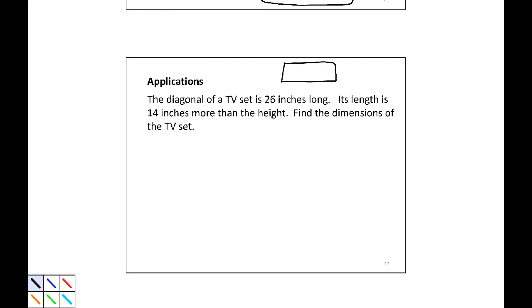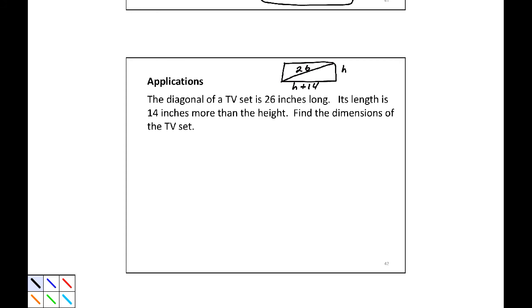Now we're told the diagonal is 26 inches, so I'm going to draw in a diagonal so that I have a triangle as part of this. My diagonal is 26, I'll go ahead and label that 26 inches. Now the length is 14 inches more than the height. So the bottom of my rectangle I'm going to label as h plus 14, because it's 14 inches more than the height. Now the height of my rectangle I'm going to label as h.